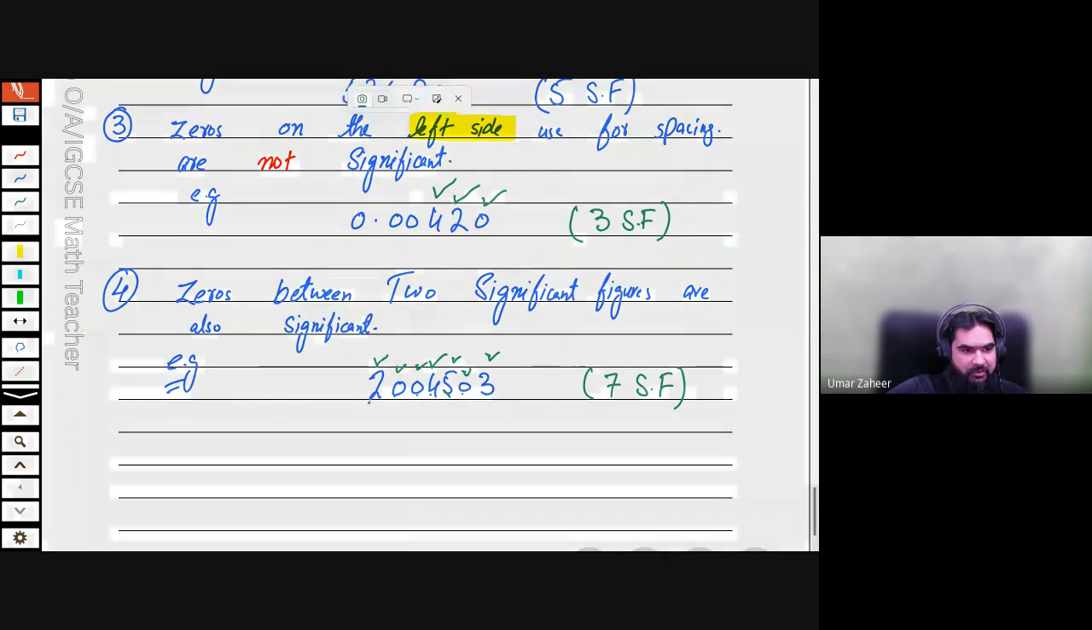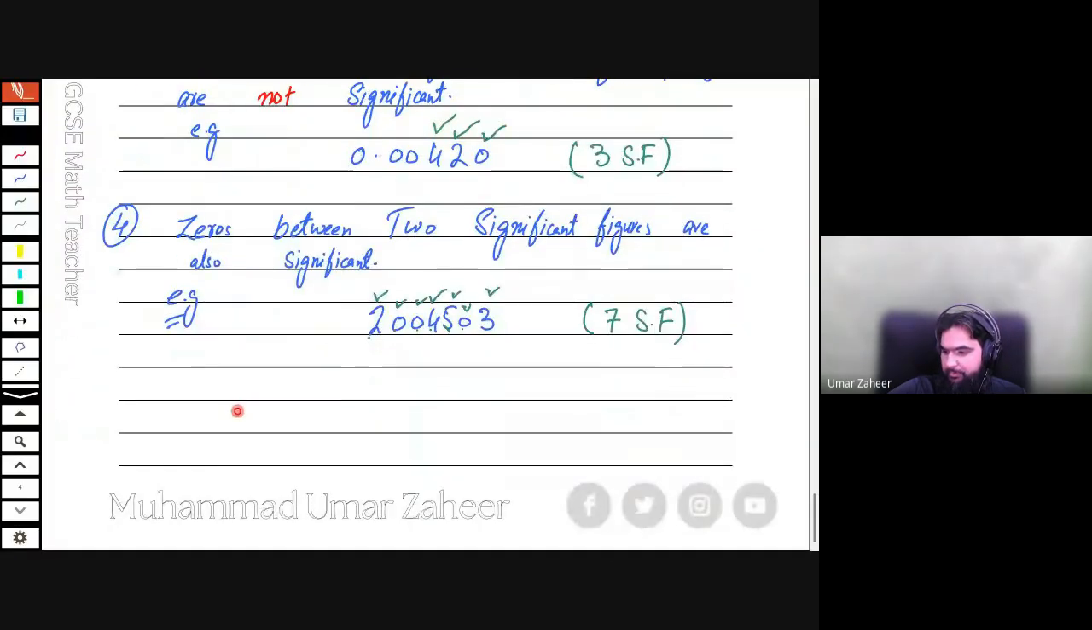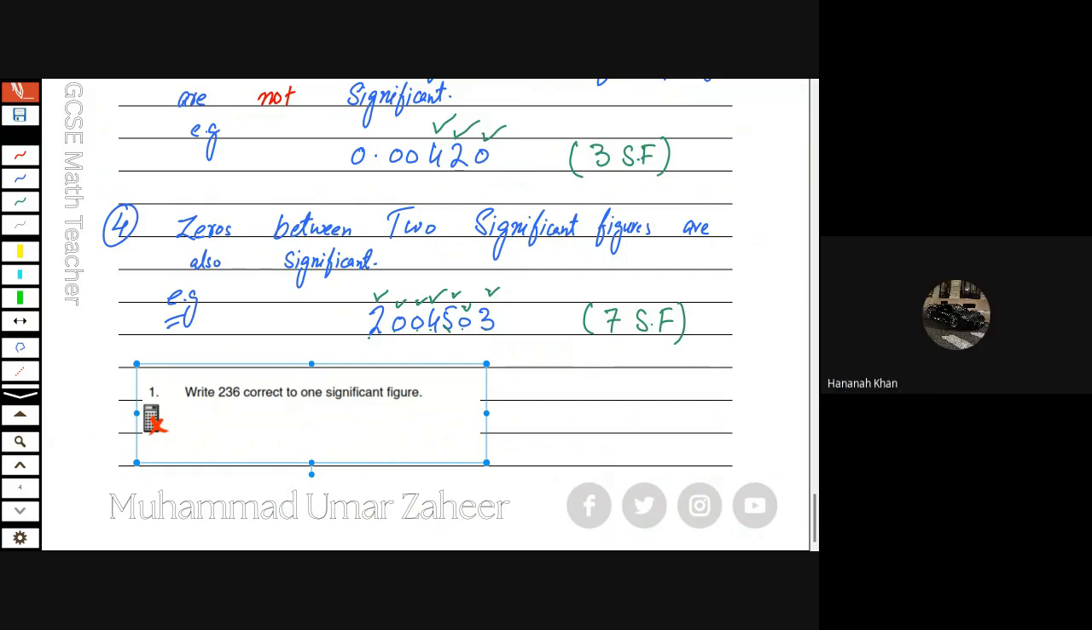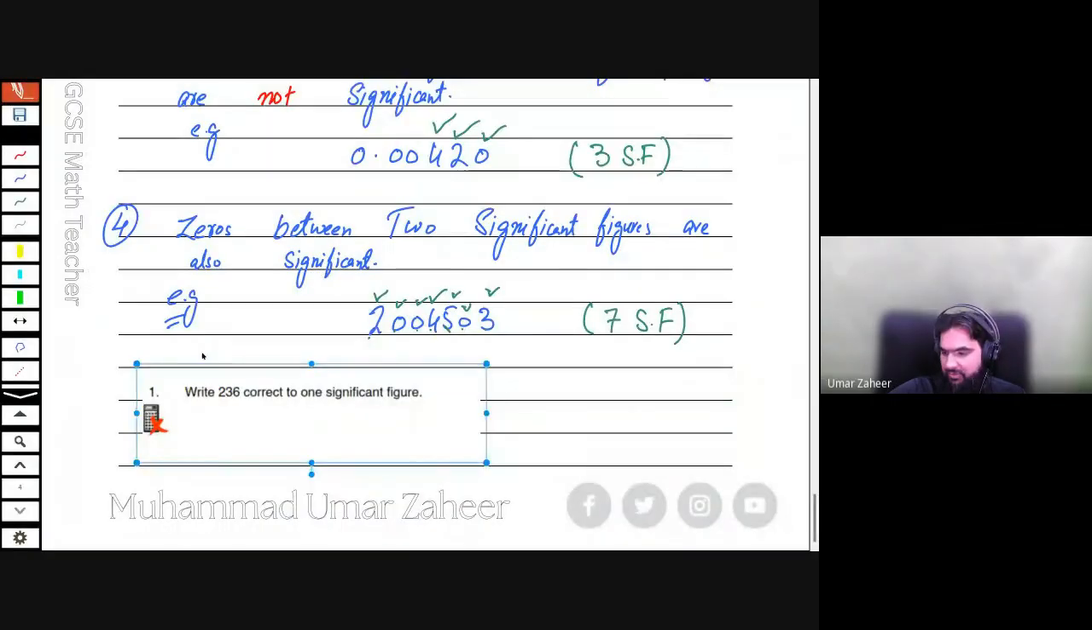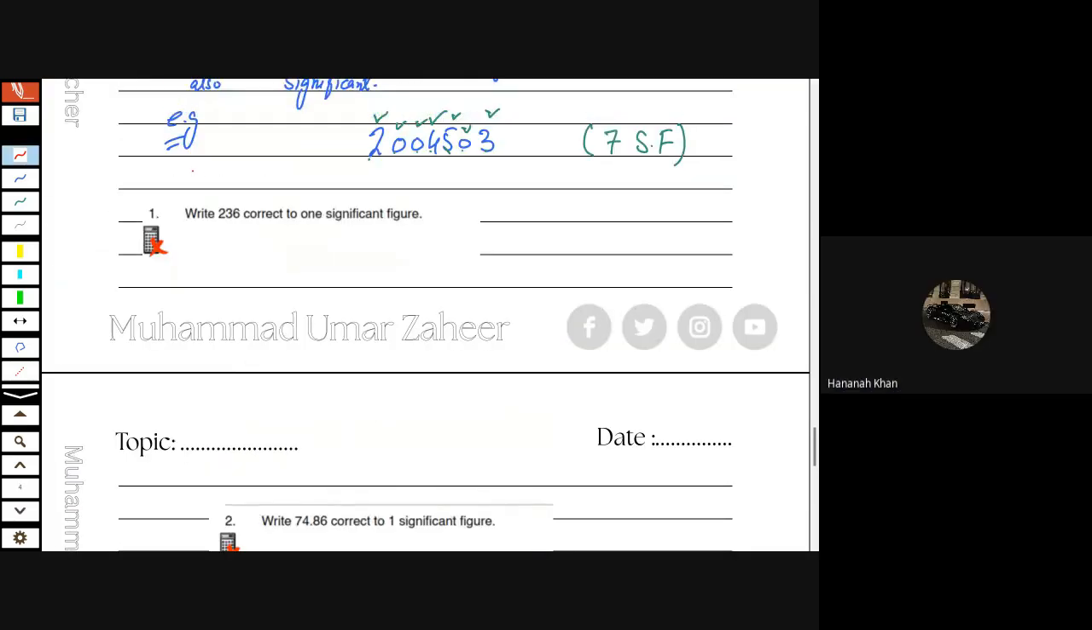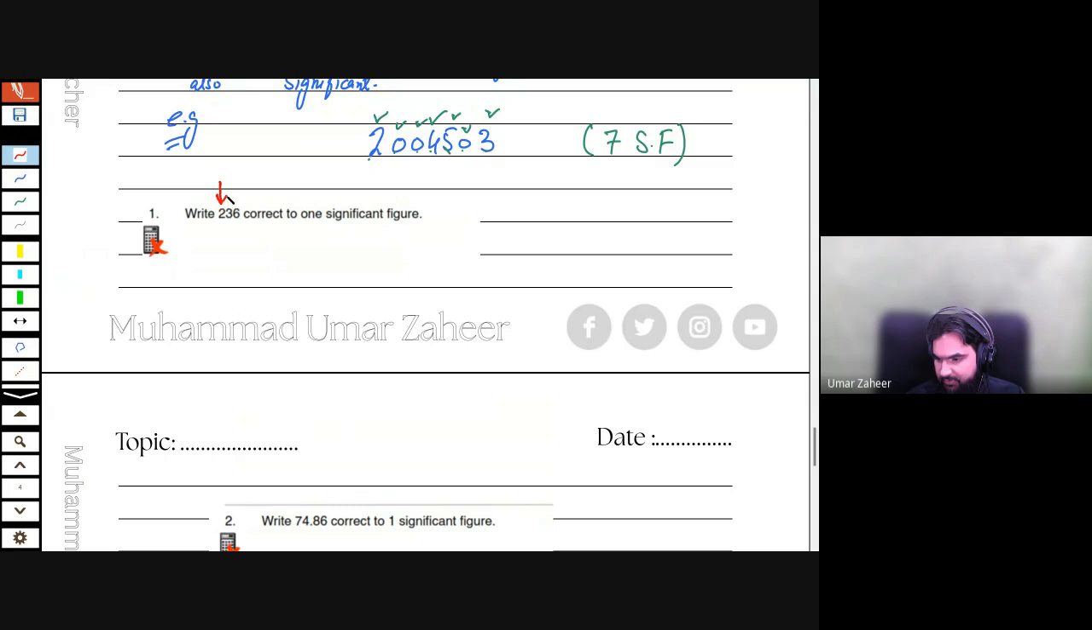All right, everyone, just tell me the answers firstly. What is the answer of question number one? Yes, Hanana. 200. We have to round off up to one significant figure. So look here, this is the first significant figure, so we have to round off till 2. The next digit is 3, so it will be 200. Yes, everyone, any question? No, sir.